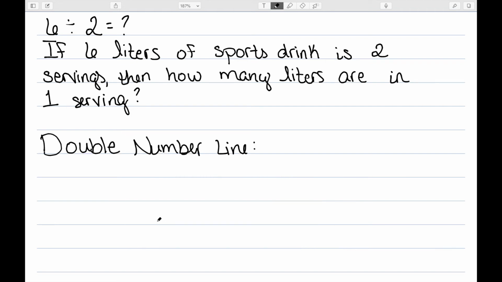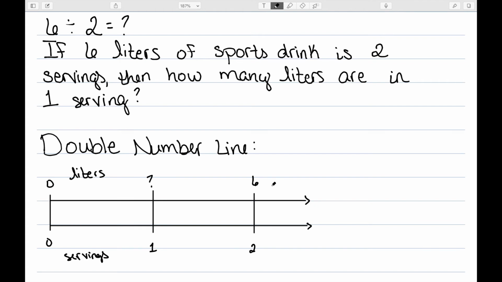Now let's look at a double number line. For my double number line, I'm going to let the top number line represent liters, the bottom represents servings. So we have 1 serving is how many liters when we know that 2 corresponds to 6 liters. So these are the different ways I could organize this problem. So now let's look at how this corresponds to a fraction problem.